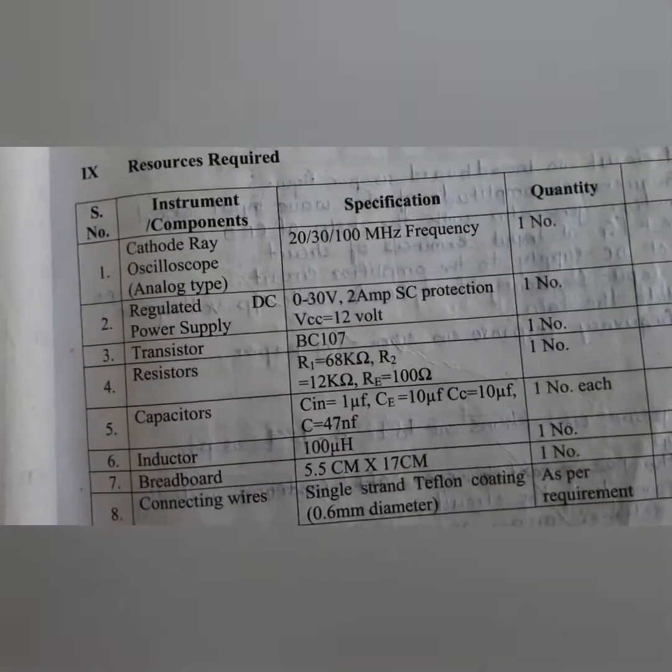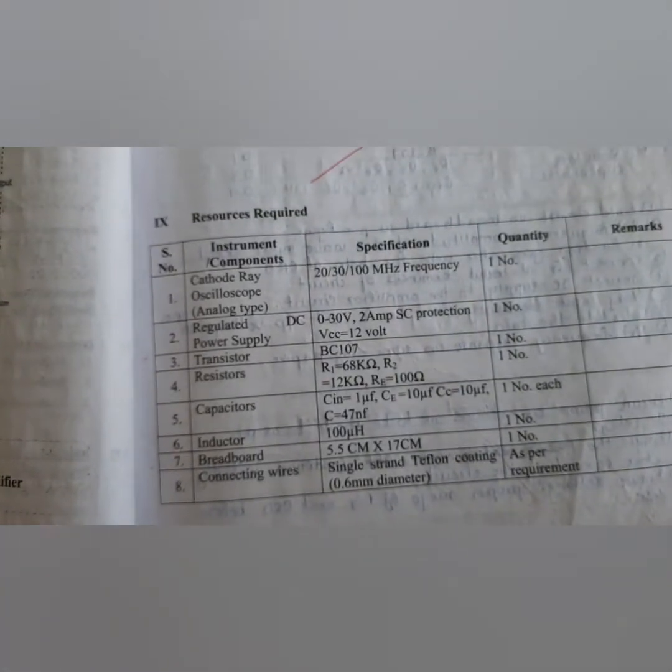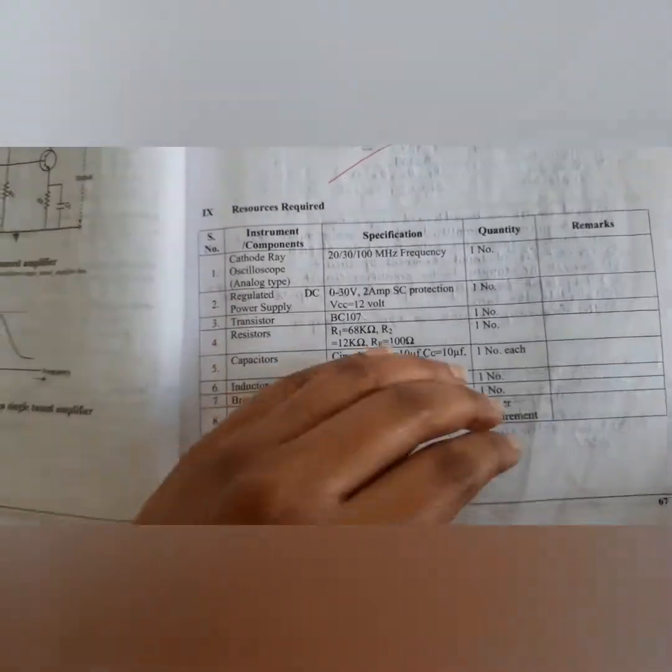Coming to the resources used. Now see, we are going to use CRO, function generator, power supply, transistors, resistors, capacitors, inductor, breadboards, connecting wires. So these are the resources required for your experiment.